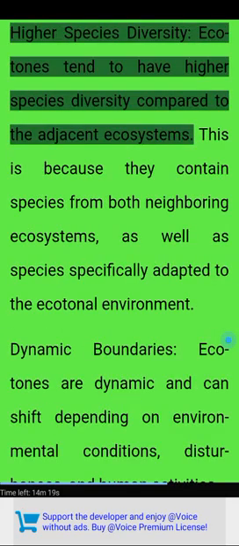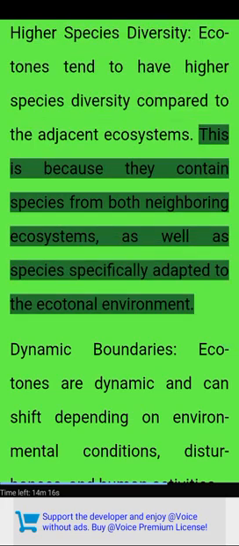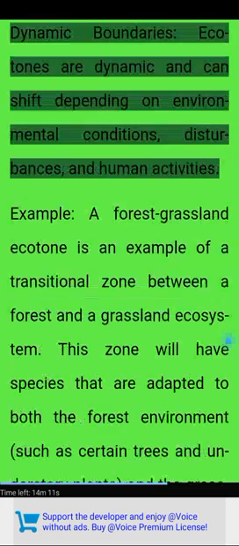Characteristics of ecotones. Higher species diversity. Ecotones tend to have higher species diversity compared to the adjacent ecosystems. This is because they contain species from both neighboring ecosystems, as well as species specifically adapted to the ecotonal environment. Dynamic boundaries. Ecotones are dynamic and can shift depending on environmental conditions, disturbances, and human activities.